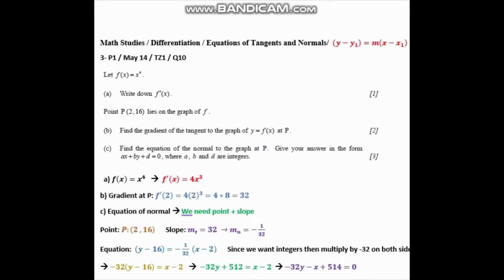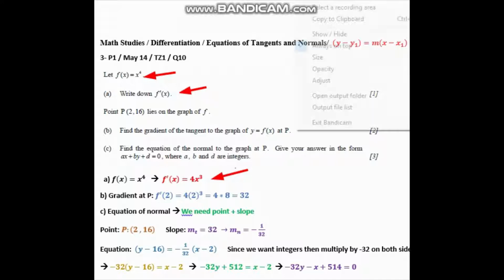So we are given that f of x equals x to the power of 4, and in question A we are required to write down f dash of x. Obviously f dash of x shall be 4x to the power of 3. Now in question B we are asked to find the gradient of the tangent to the graph at P, where P is the point (2, 16). Point P has x coordinate of 2 and y coordinate of 16.